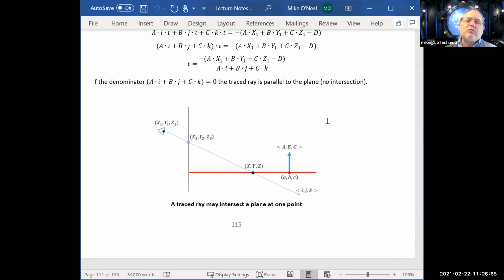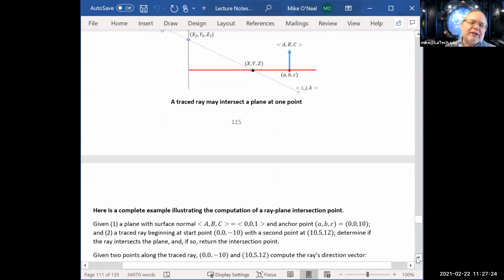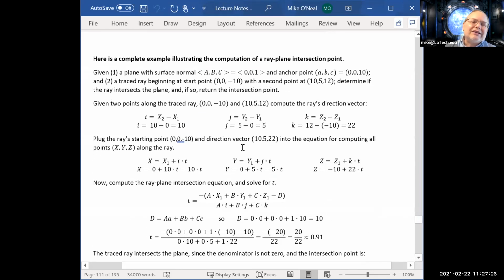There's no distance you can walk in the direction i, j, k from starting point x1, y1, z1 that will put you on the plane. The only way that will happen is if the ray is parallel to the surface of the plane. Make sense? Okay. So again, here's another example.